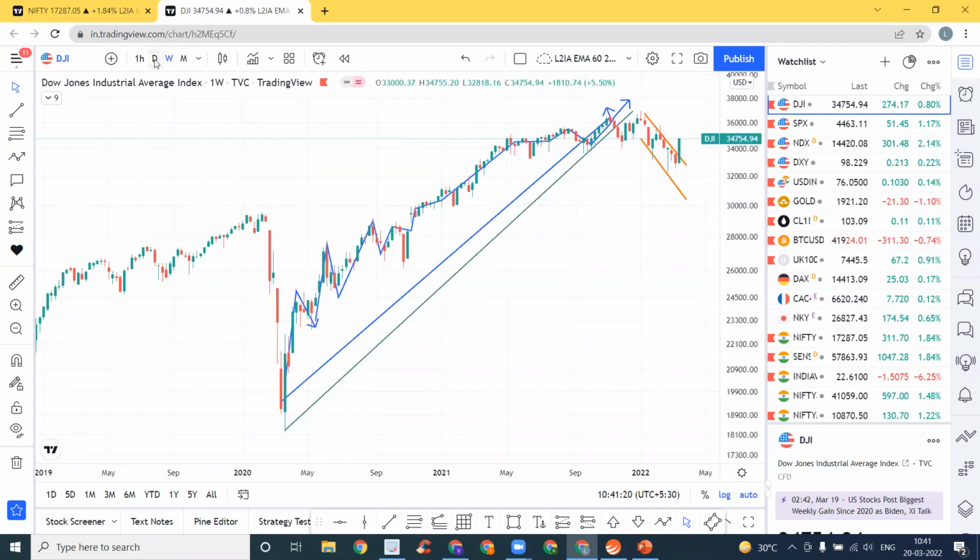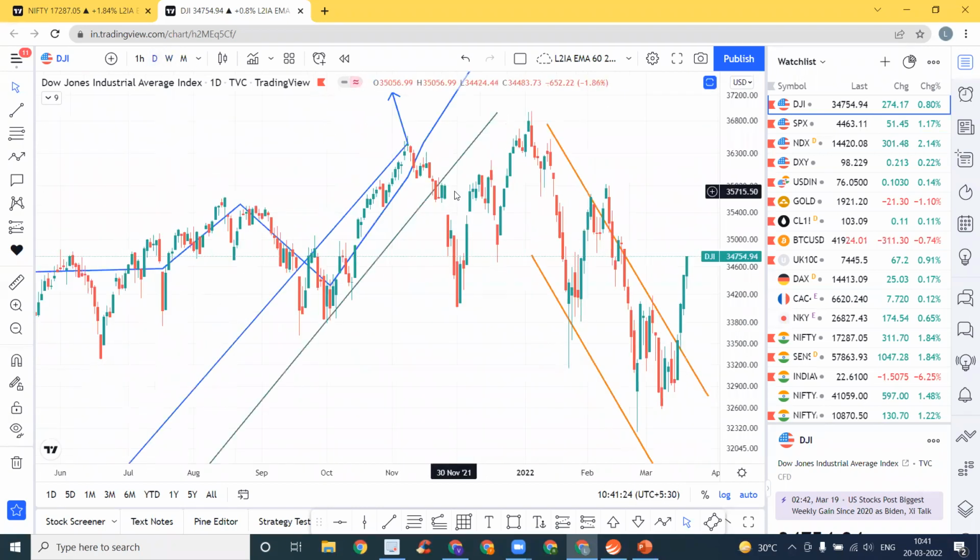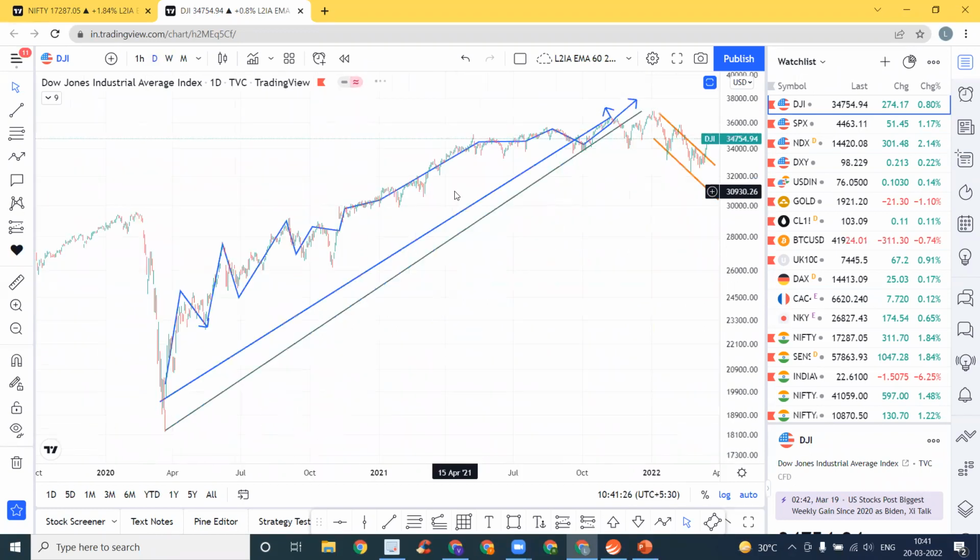Then I go to my daily chart. On the daily chart also, you can see under each secondary trend, there are multiple candles. And if I see my hourly chart, I will be able to see further breakdown. So a trend is made up of primary, secondary, and multiple minor trends. So we'll see this today. So what I'm seeing in my Dow Jones index.